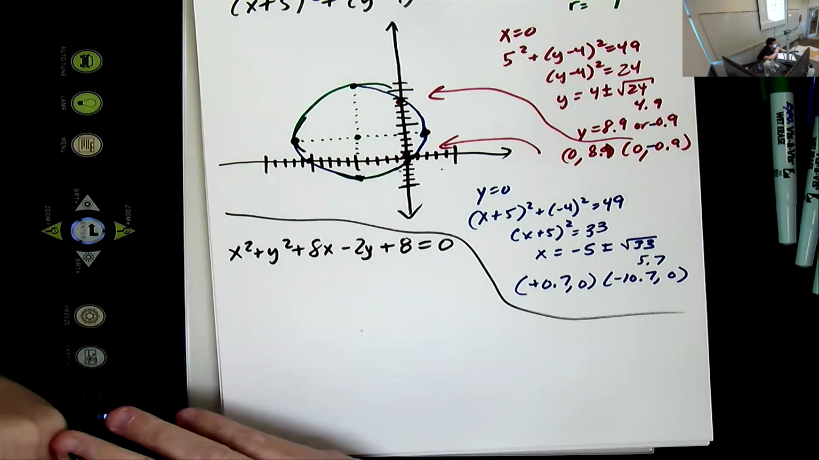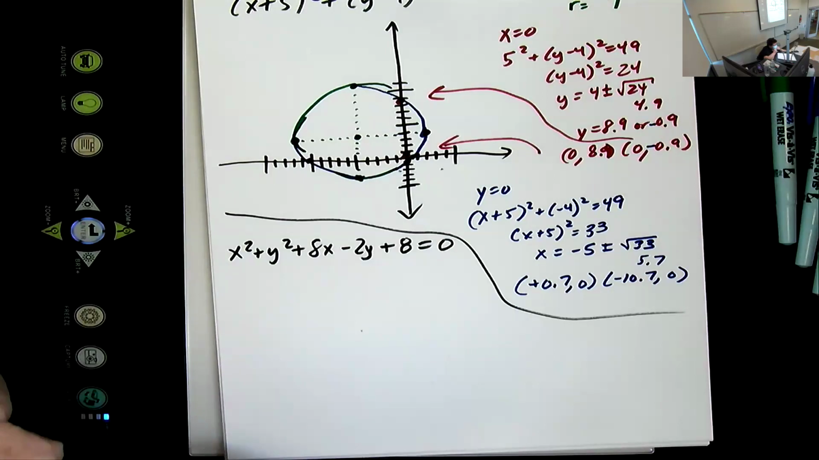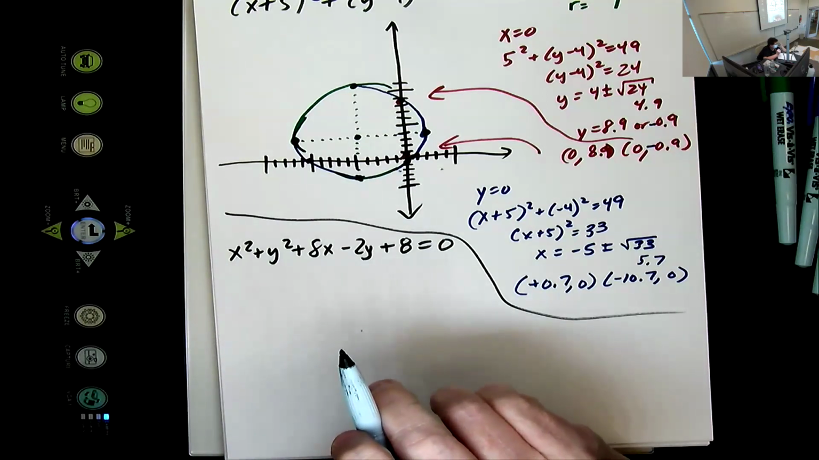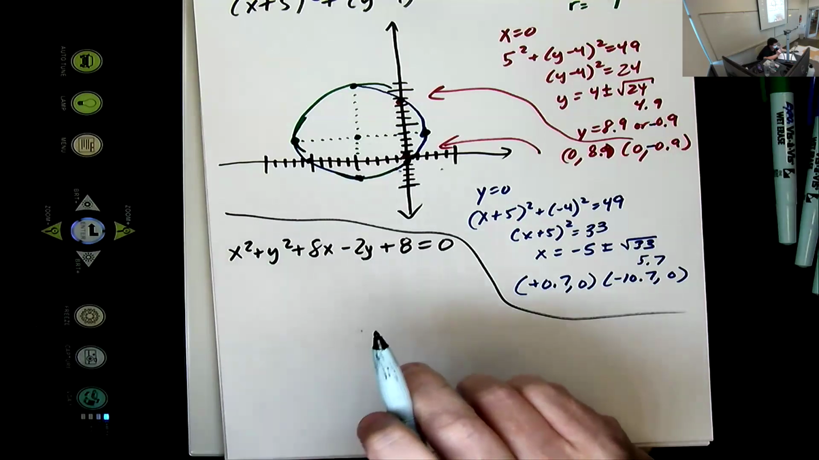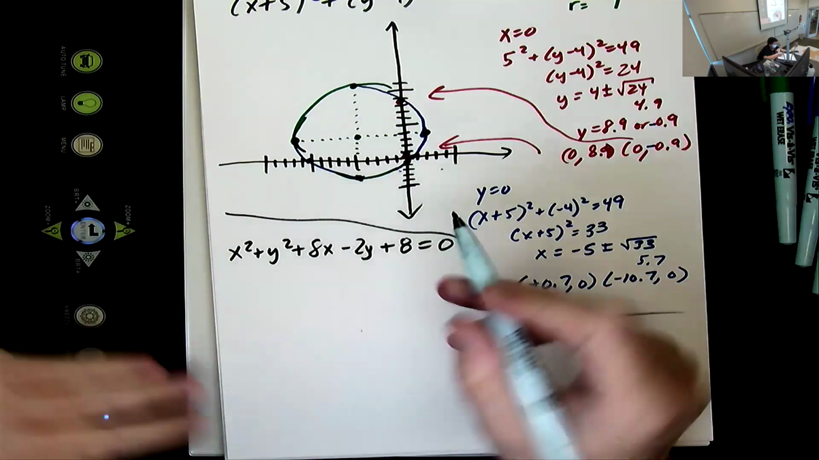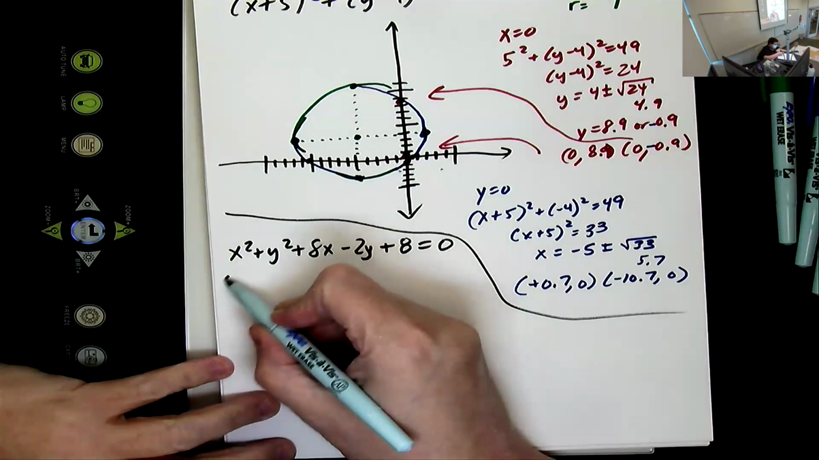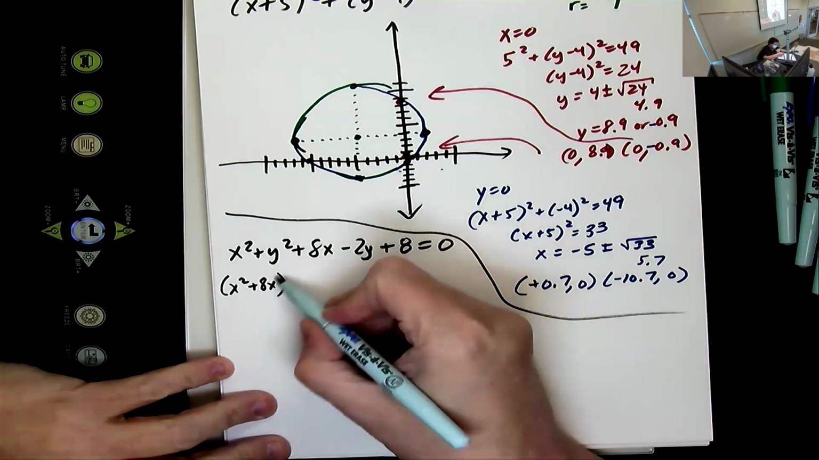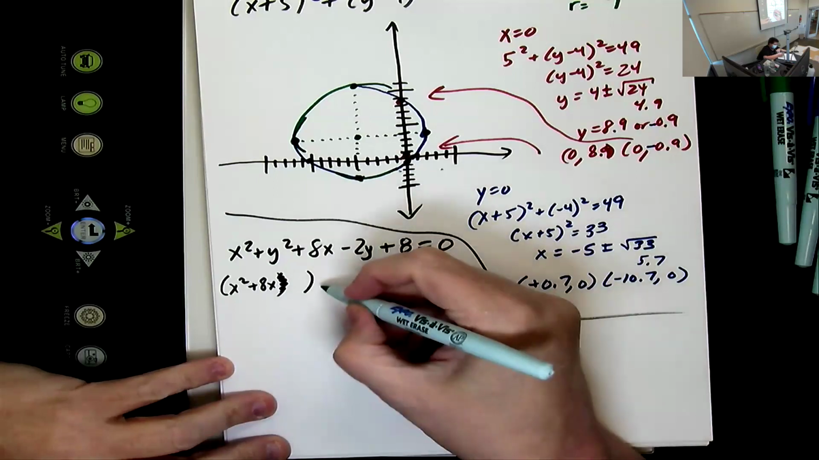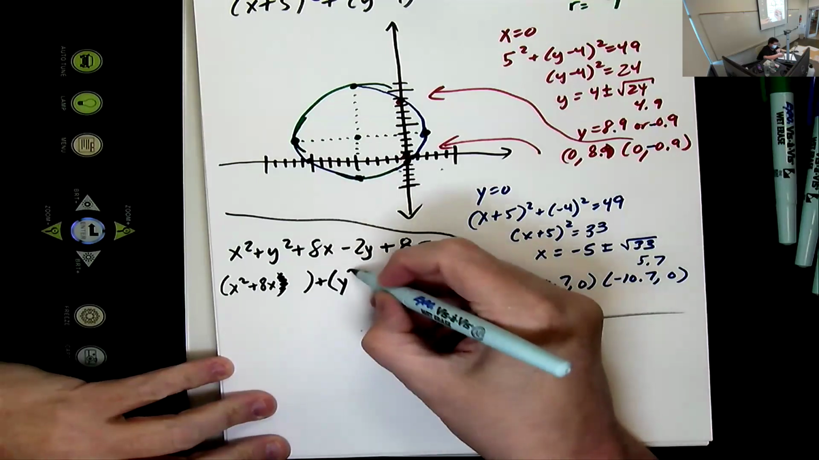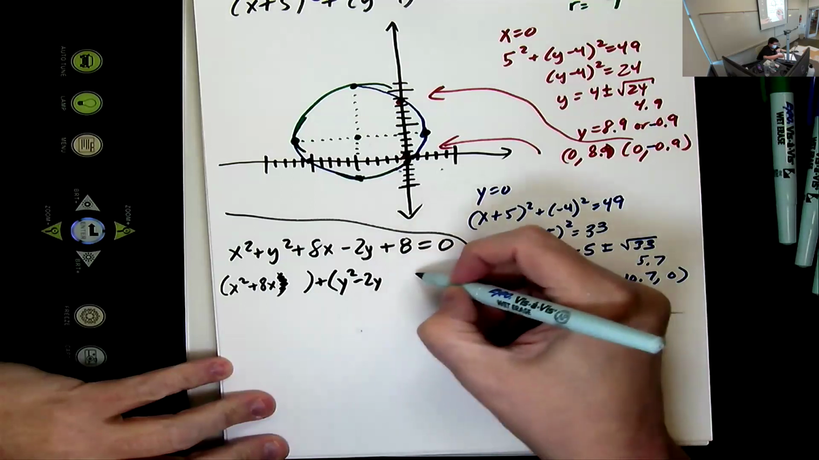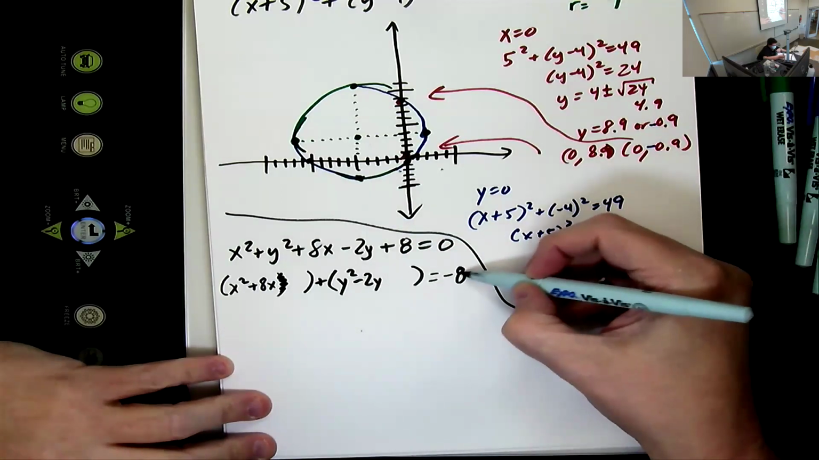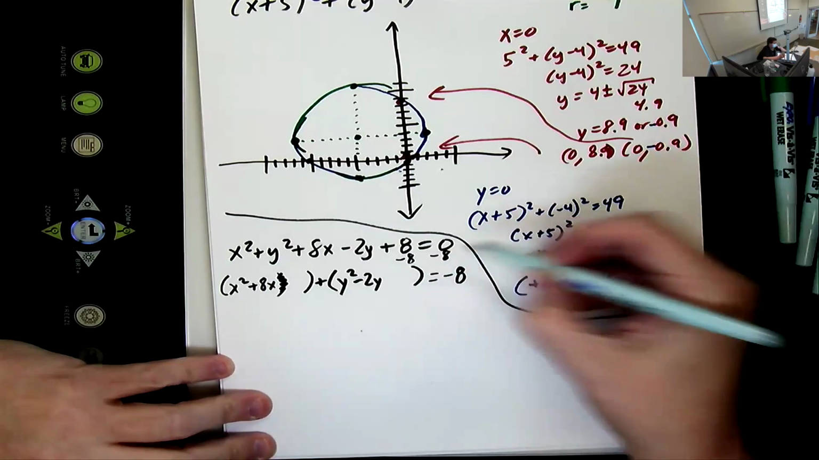So that's what we gotta do, we gotta complete the square twice. I'm gonna group the x squared and the 8x together, and I'm gonna give a little space. And I'm gonna do the y squared minus 2y together, with a little space. And I'm gonna subtract 8 over to the other side.